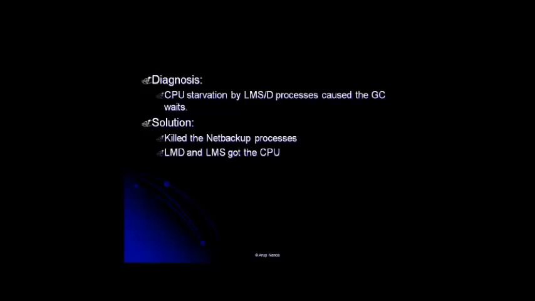We understand we can't kill LMS and LMD, of course, because those are key processes. But the NetBackup processes we killed. Once we killed the NetBackup processes, the CPU consumed by those processes was given to LMS and LMD immediately. And they could process all the requests. And the problem immediately vanished. It took some time to come down. That's why, using the picture you saw, it went up and gradually came down. But after that it was completely down and everything was back to normal.